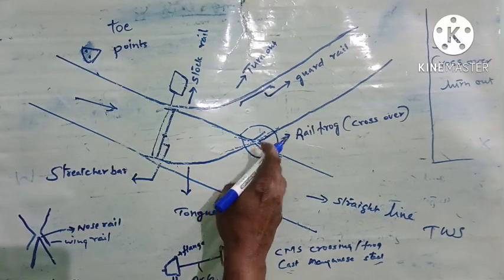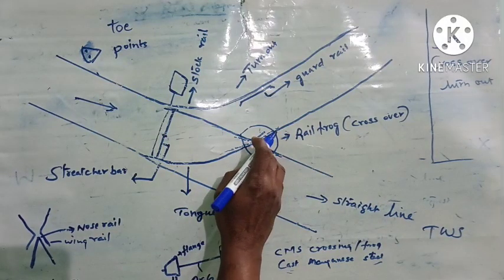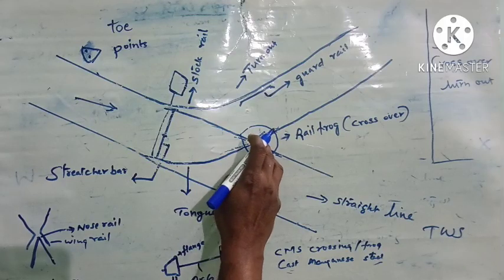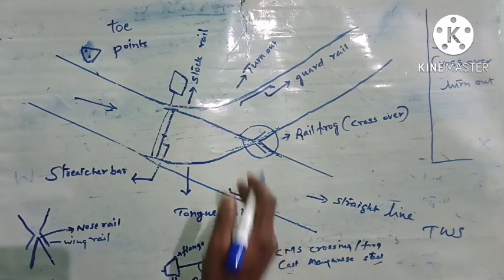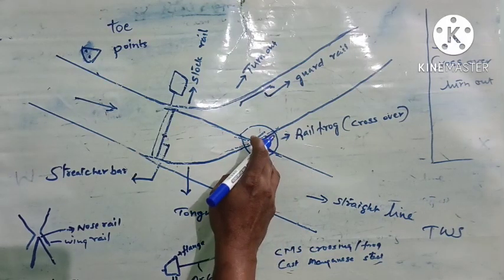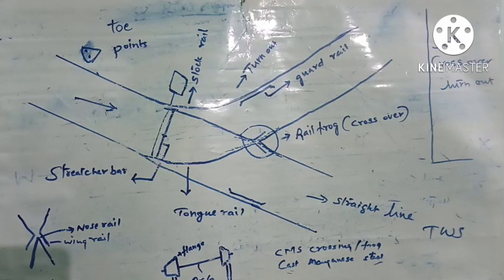This rail frog, this crossover, is a very costly one. If this nose is worn out, it can be rebuilt 4 or 5 times. After that, this frog will be replaced with a new one.